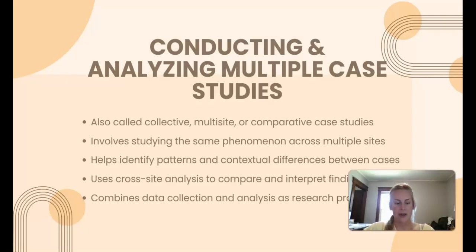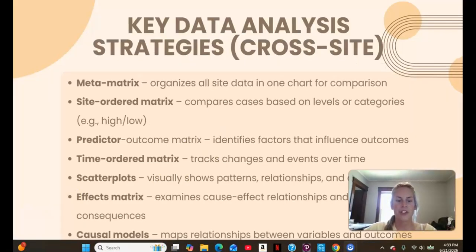So now that we know what multiple case studies are and why researchers compare sites, these are some of the specific tools that they use to actually analyze all of the data. So one tool is called a meta matrix, which is basically a way to organize all of the data from each site into one large chart so you can compare everything in one place. Another strategy is a site-ordered matrix where you can organize the cases based on different levels or categories, like high-performing versus low-performing sites, so that you can start to see differences more clearly.